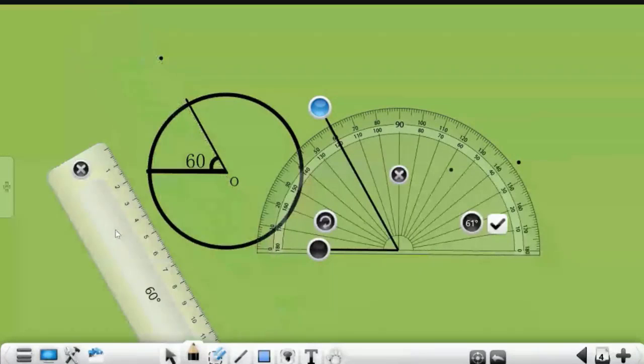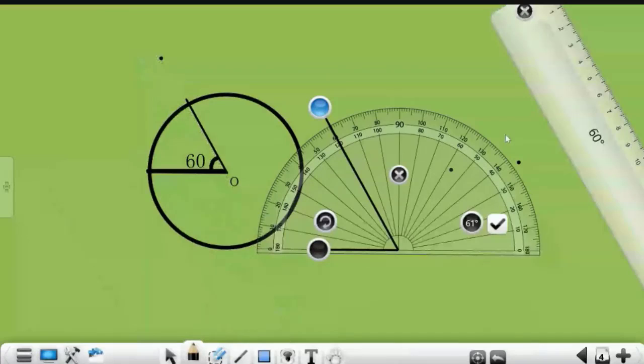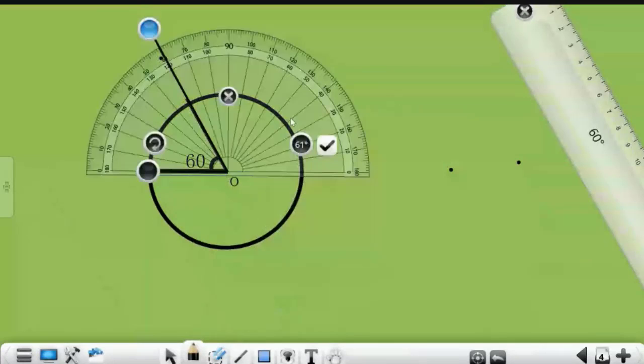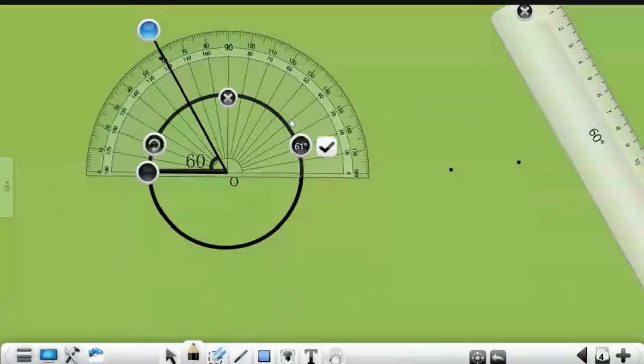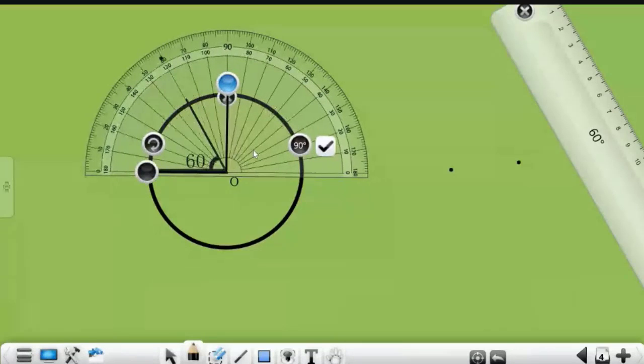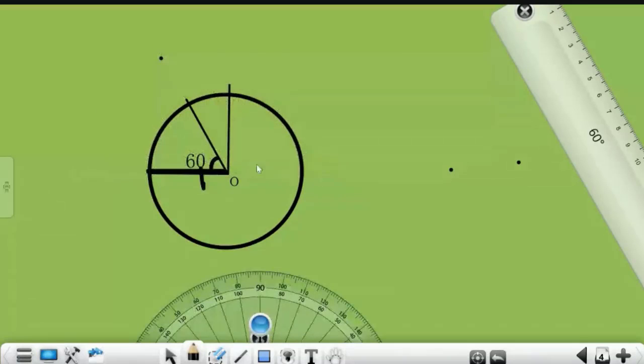Kalau nak 90, sama aja. Letak balik di sini. Center, you want to change. Let's say the questions ask you to construct a 90 degree. So this is 90 degree. Okay, so 90 degree, same thing. You mark a point here. Then use your ruler to join up the point. Okay. So 90. So this one will be your 90 degree.